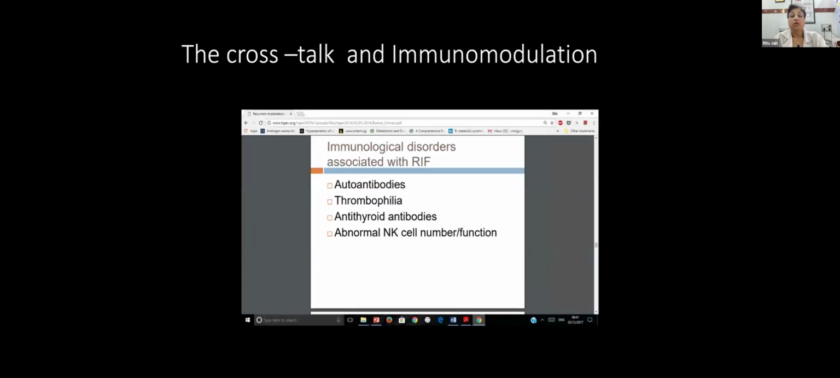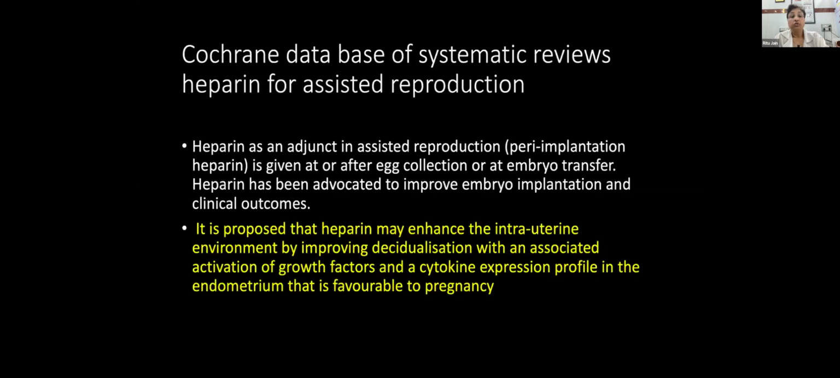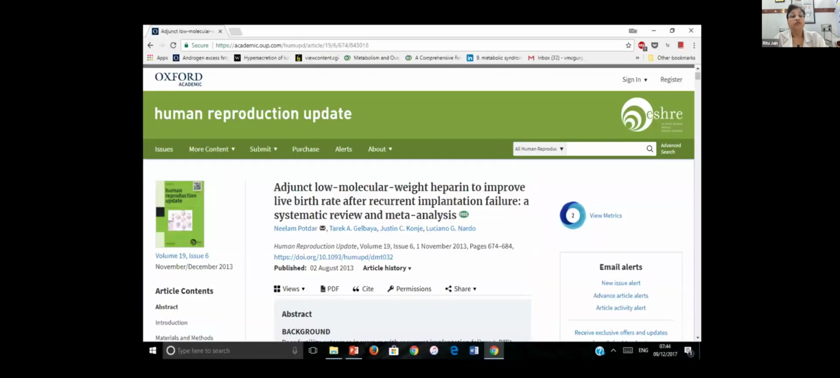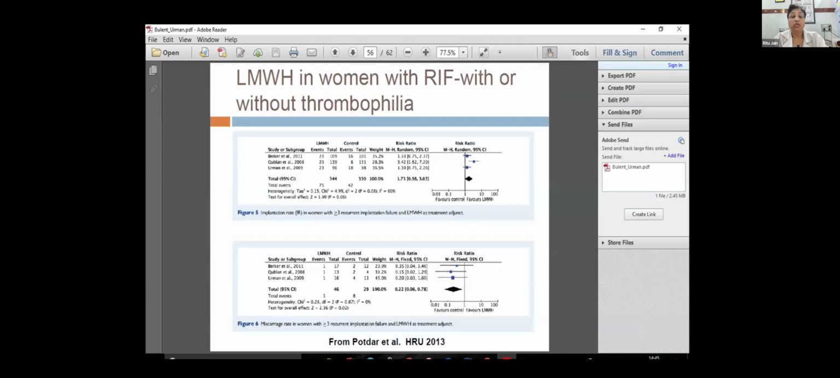So the crosstalk has immunomodulation. In cases where there are autoantibodies, thrombophilia, TPO antibodies, or abnormal NK cells, the immunological treatment recommended and used is heparin, because it improves decidualization with activation of growth factors and cytokine expression, which are favorable for the pregnancy, and it triggers so many immune modulating factors, and it helps in implantation. Another review in Human Reproduction also showed that it is of help in cases which have an immunological background.